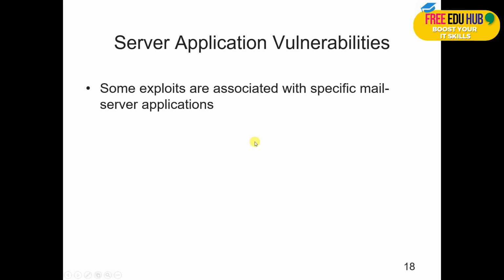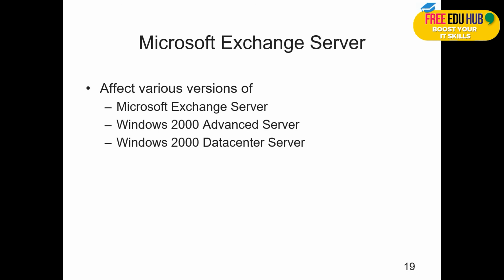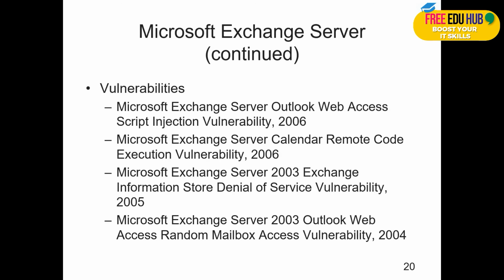Okay, server application vulnerabilities. Some exploits are associated with specific email server applications that you are using on the server itself. For example, Microsoft Exchange Server affects the various versions of Microsoft Exchange Server, which are 2000, Advanced Server, or Data Center Server. These are very old Microsoft server operating systems. Nowadays, the latest one which we are using is 2019, which is the latest release of Exchange Server.